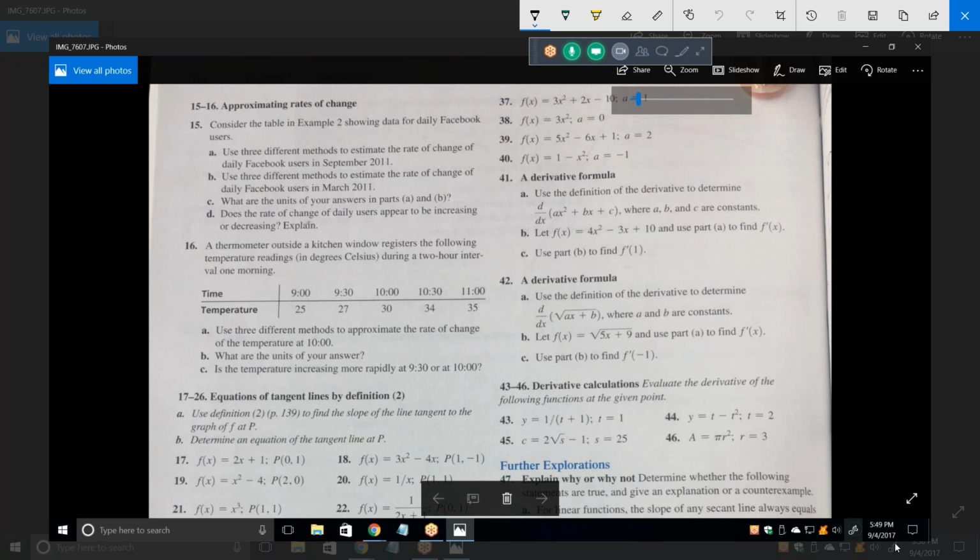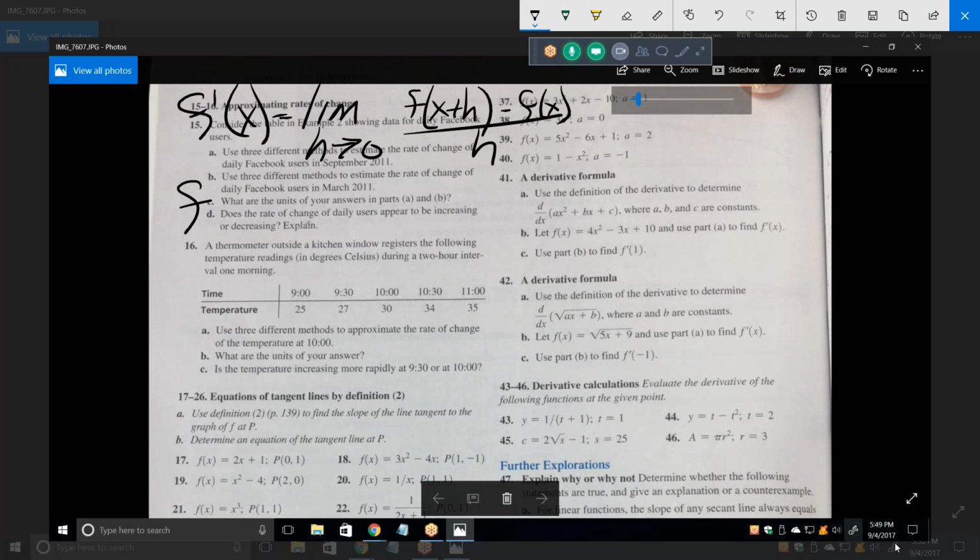In other words, we've got f prime of x is what? What's definition number 1? Limit as h approaches 0 of f of x plus h minus f of x all over h. Okay, good. And now we need to know f of x plus h. What's that? And we need to know f of x. We know f of x.